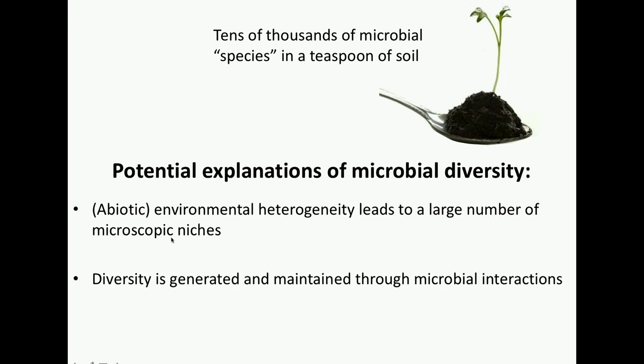Now there are at least 2 big potential classes of explanations for diversity. The first type of explanation is that environments such as soil are heterogeneous down to small spatial scales, and therefore you have many different abiotic niches there, and correspondingly they harbor many, many different species. So basically, the diversity is driven by environmental heterogeneity. The second type of explanation, which is not mutually exclusive, is that the diversity is somehow maintained through a network of pairwise interactions, some kind of web of interactions.